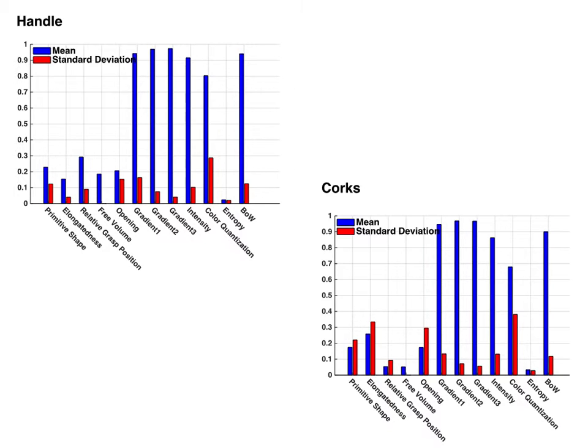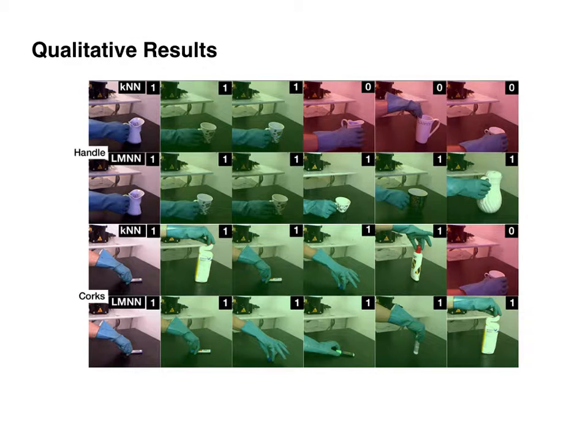And then we have corks, again gradients, bag of words, and we see also an increase in primitive shape and elongatedness, since most objects with corks are actually containers of some sort.